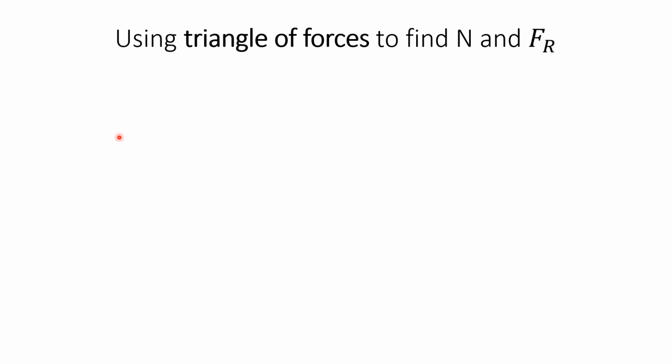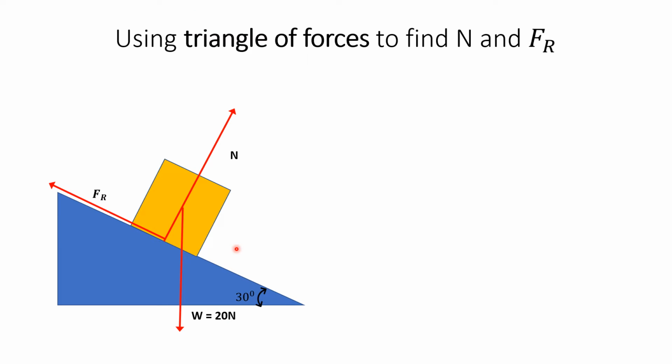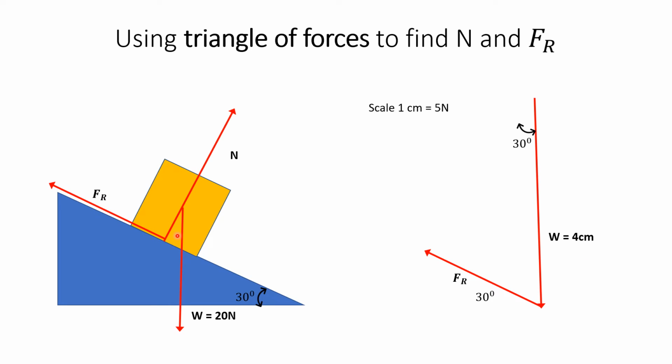The first method we're going to use to find the values of N and Fr is the triangle of forces. Back to the diagram, how do we draw the triangle of forces? First we draw the simplest one, which is a straight line for W. We're going to scale it 1 centimeter equals 5 Newtons since W is 20 Newtons. So W will be 4 centimeters if you draw it. Next, we draw Fr, where we know that the angle is 30 degrees. And then, since we know that N will be perpendicular to Fr, we can make a triangle over here.